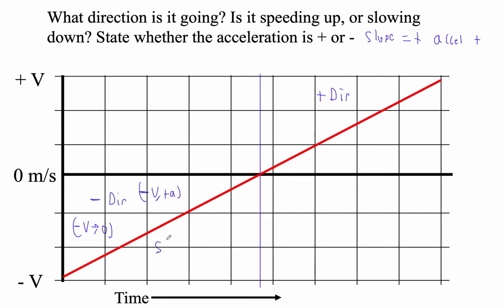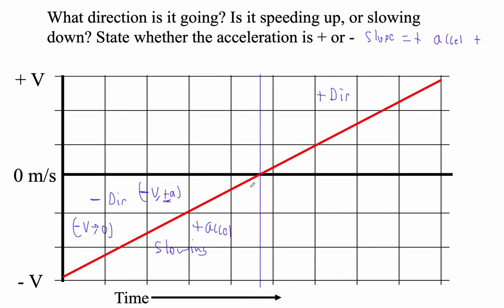So here it's slowing, right? Is it speeding up or slowing down? Here it slows down. It's moving in the negative direction, and it goes to 0, right? So it's slowing, and that makes sense, right? So this is a positive acceleration, right? It's positive because, for two reasons, right?